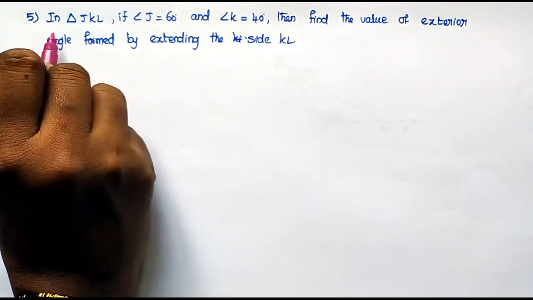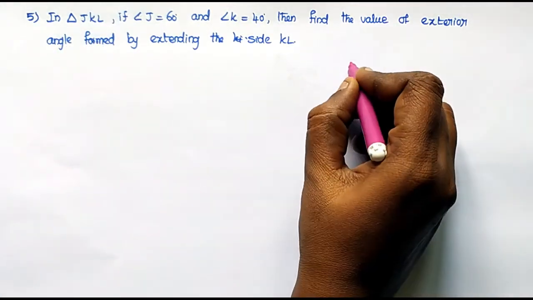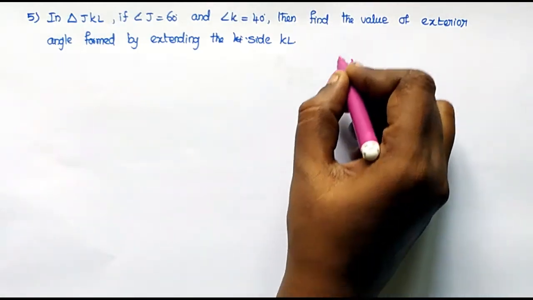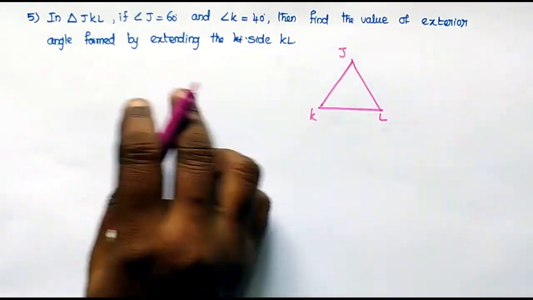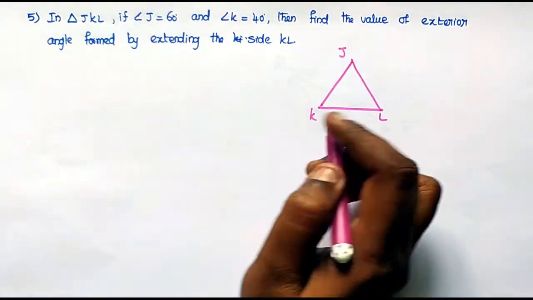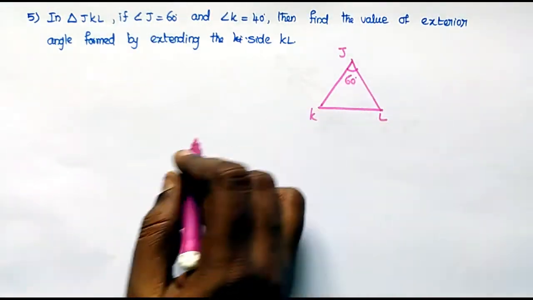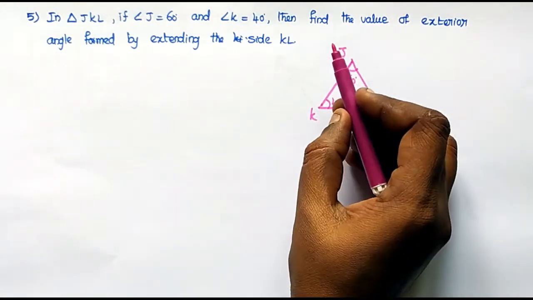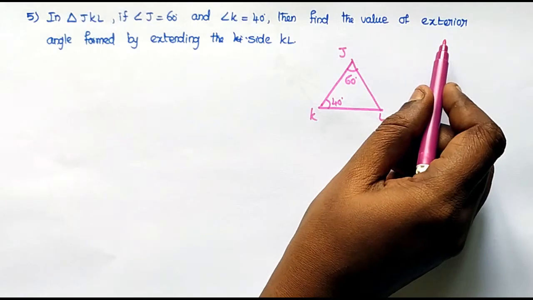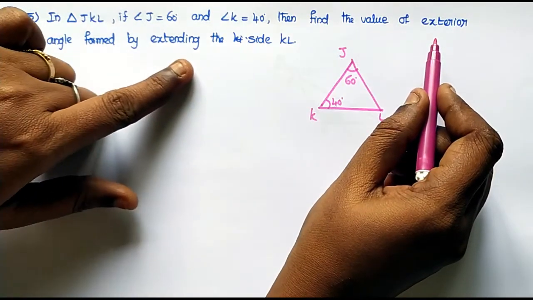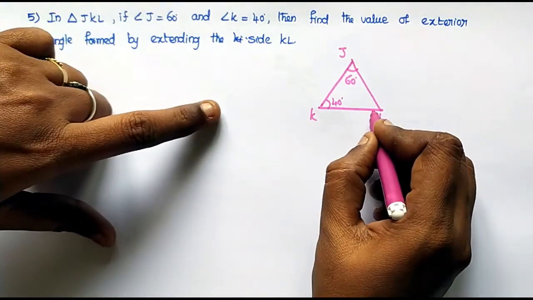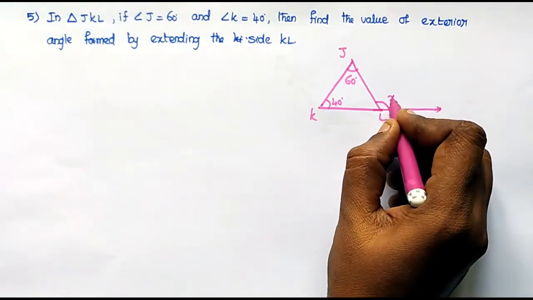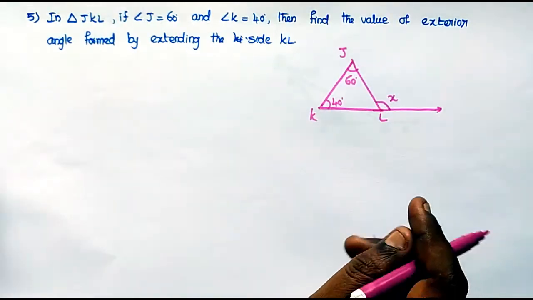Fifth sum. In triangle JKL, angle J equals 60 degrees and angle K equals 40 degrees. Now find the value of the exterior angle formed by extending the side KL. KL is extended and it forms an exterior angle. So we have to find out this one.